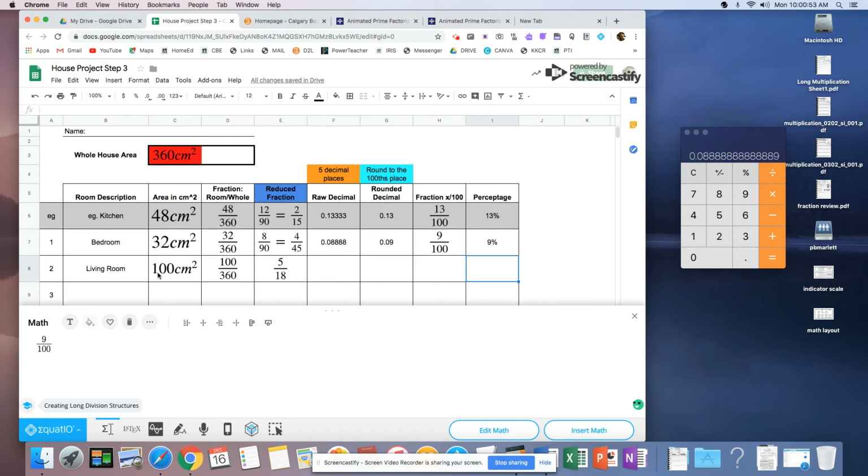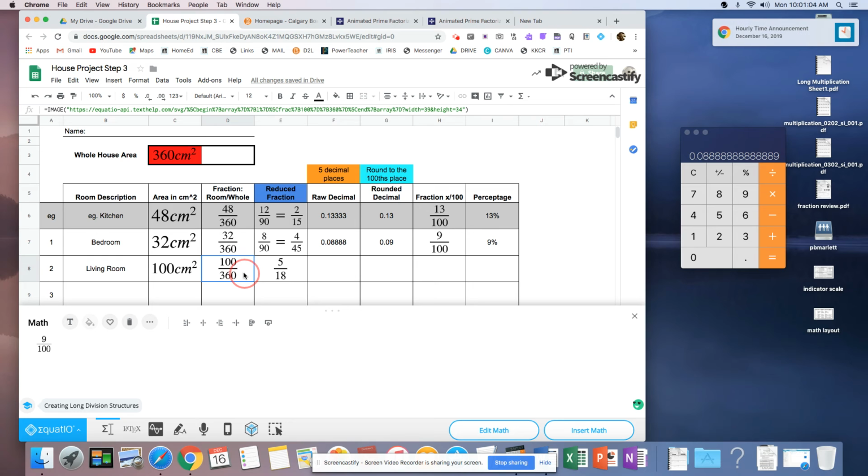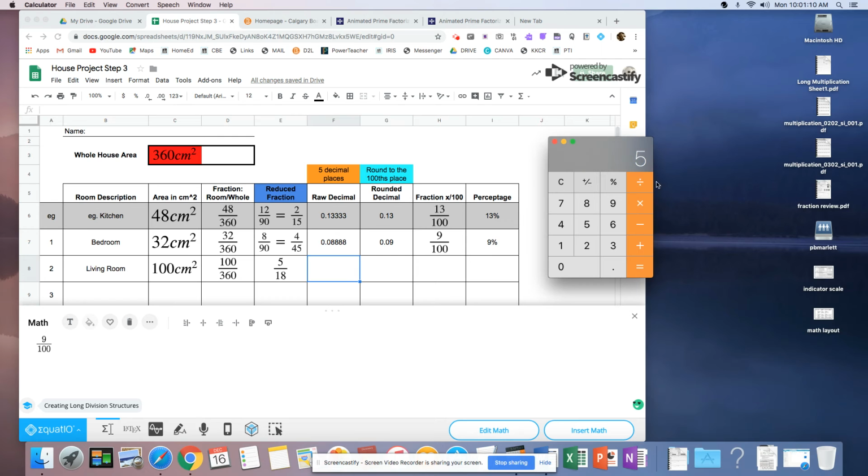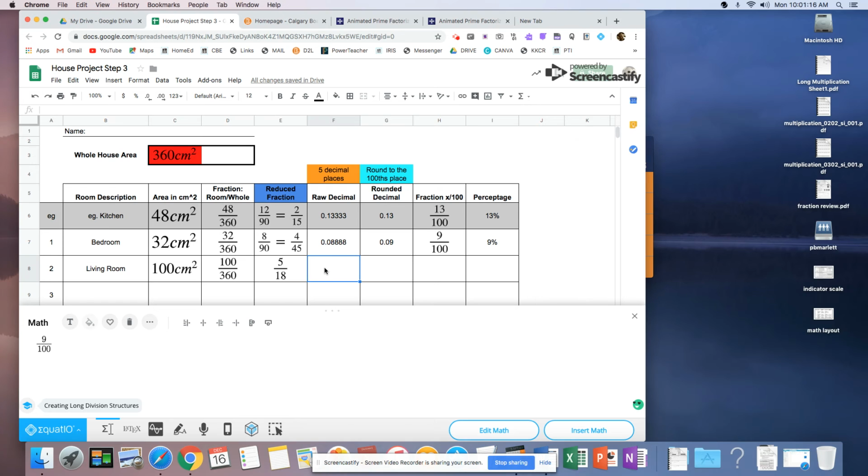One more time. So here I've got 100 centimeters squared, 100 over 360. Remember, first thing I can do here, because they both have 10, I could easily take that down to 10 over 36. That reduces further to 5 over 18. Calculate it. 5 divided by 18. 0.277777. Same thing. These are the numbers I'm looking for, 0.27.